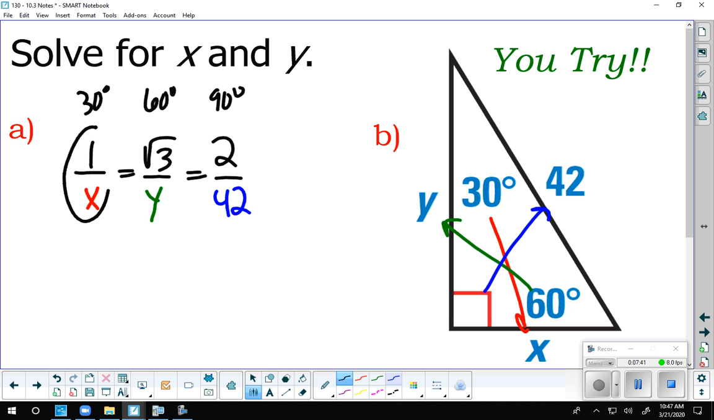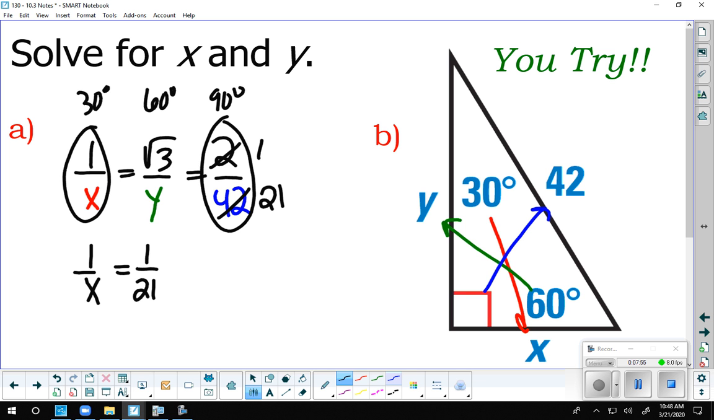I'm going to use these two to cross multiply, but I noticed that I can simplify this fraction. They're both even, so that simplifies to 1 over 21. So we're going to say 1 over x equals 1 over 21, which means that x has to be 21. Okay, we cross multiply and we get x equals 21.